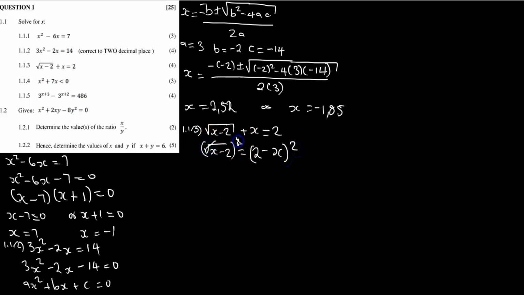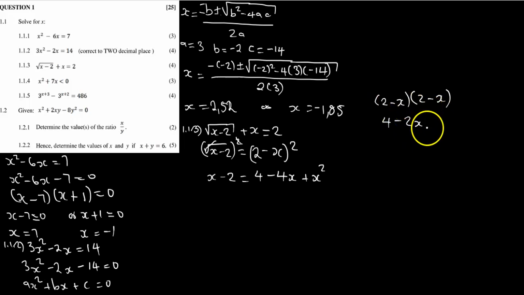So the square root cancels the squared, and then you are having x minus 2 is equal to, this is 4 minus 4x plus x squared. There's no problem. If you do not know how to do this, you just use the FOIL method, which you learned in grade 10. 2 times 2 is 4, 2 times negative x is negative 2x, negative x times 2 is negative 2x, negative x times negative x is positive x squared, and then these are like terms, they give you the negative 4x.